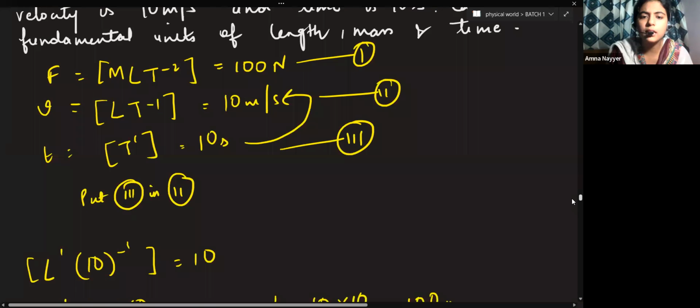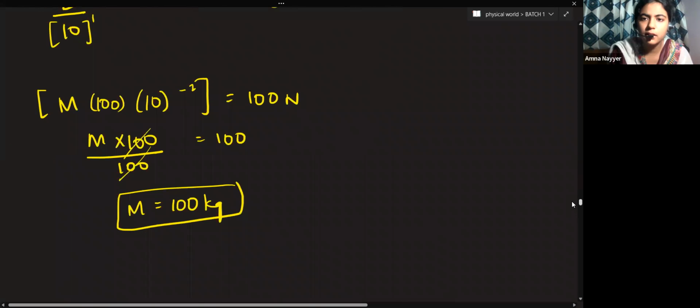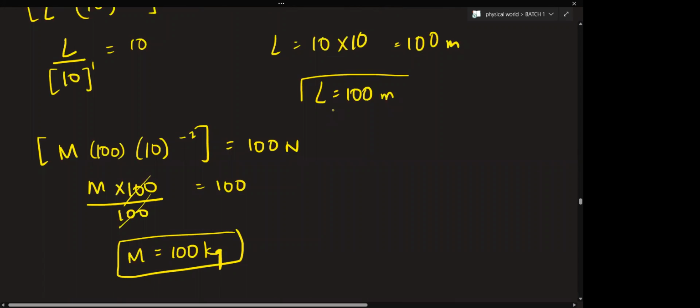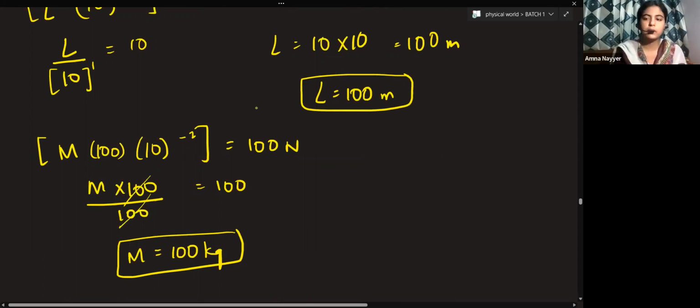Aram, what was your answer coming? Was it this only, length 100 and mass 100 kg? Ma'am, length is correct, but mass, there was some error. Okay, there was some error in mass. Okay. I know you also note down the questions.